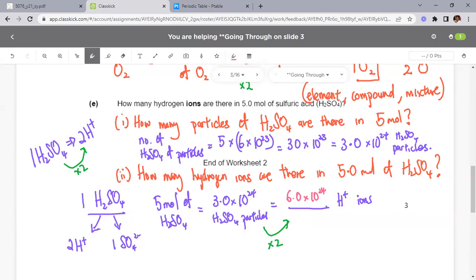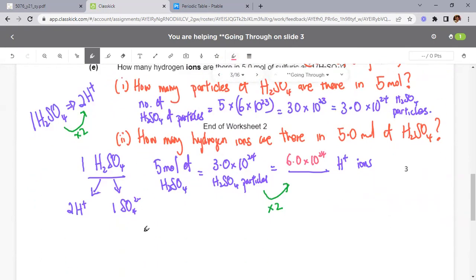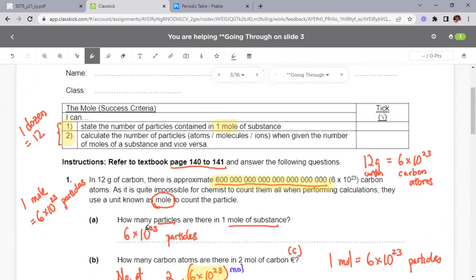This is the end of worksheet 2, which is just nice, 11:30. To wrap it up, let's go back to our success criteria. Are we able to state the number of particles containing 1 mole of substance? Yes, we have done this. 1 mole is 6 times 10 to the power 23 particles. Next, are we able to calculate the number of atoms, molecules, or ions when given the number of moles of substance? We've gone through examples, so yes, we have done the calculation.